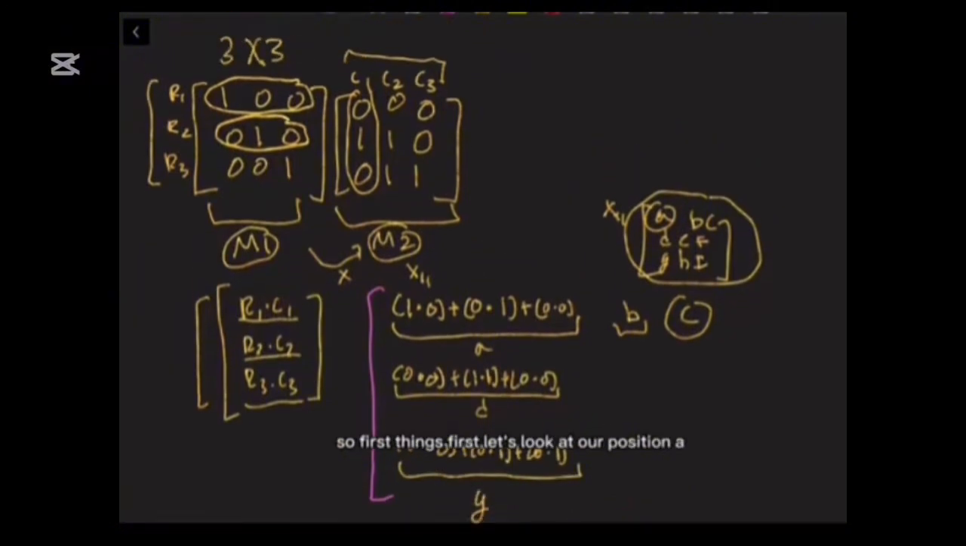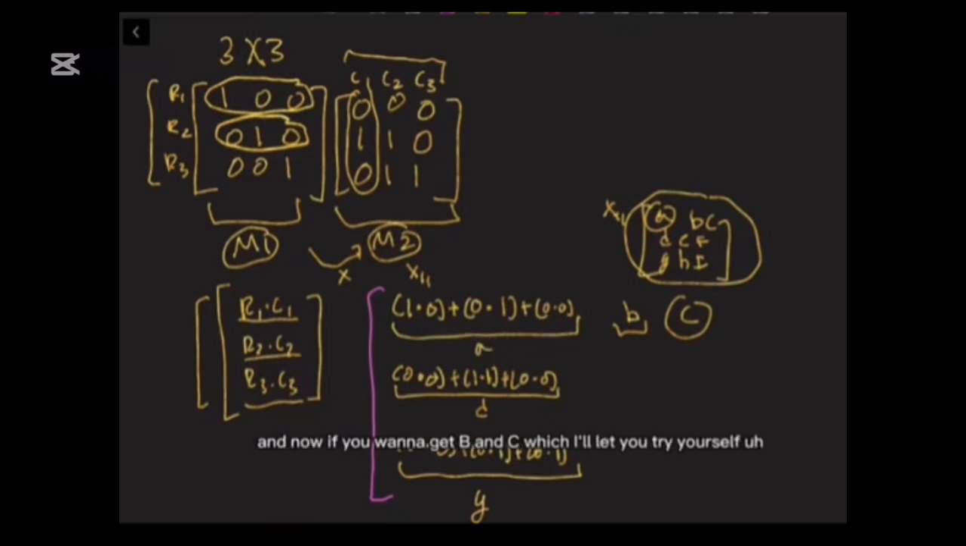First things first, let's look at our position A. In position A, we're going to take the first value in row 1. So that's 1. And then we're going to multiply that with the first value in column 1, which is 0. 1 times 0, right? And then you add it to the second value in row 1 multiplied by the second value in column 1. Then you add it again to the third value in row 1 times the third value in column 1. The final answer for that entire addition is your position A.